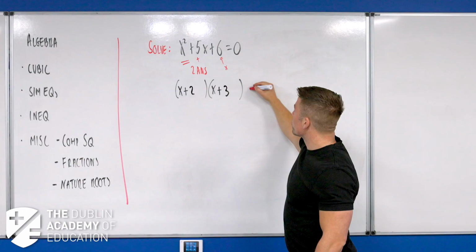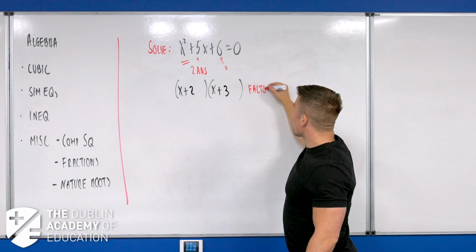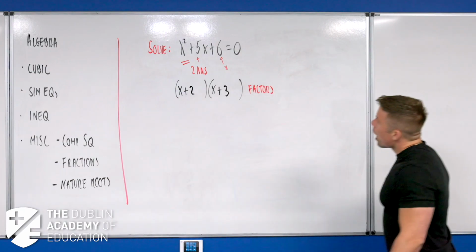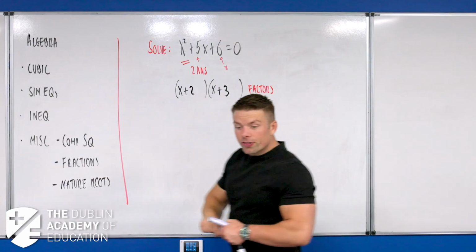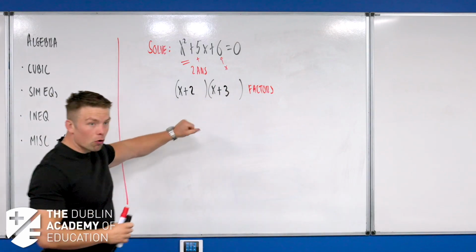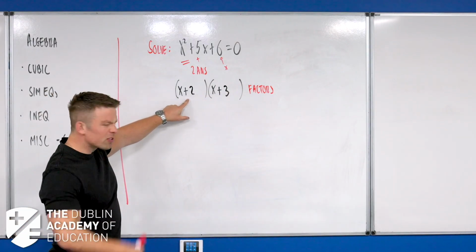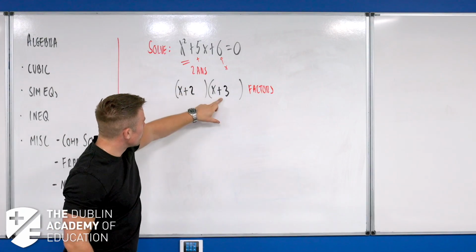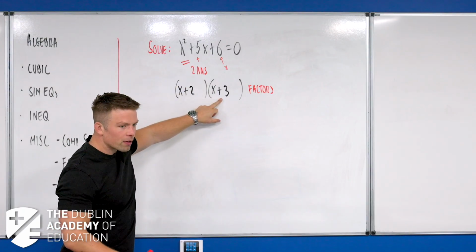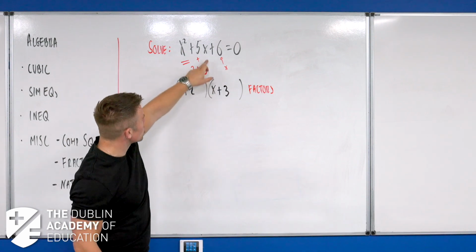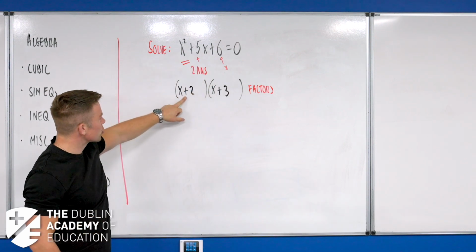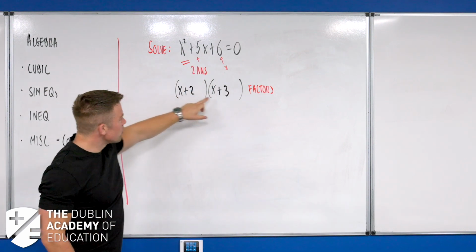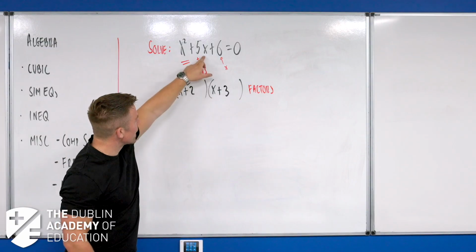So I want you to put down that they are called factors. And what factors are, things that divide in with no remainder. So if you did, and we'll do long division later on, if we divided this into this, we would get this with no remainder. Similarly, if we divided x plus 3 into that, we'd get x plus 2 with no remainder. If you multiply factors together, you'll get the original thing.